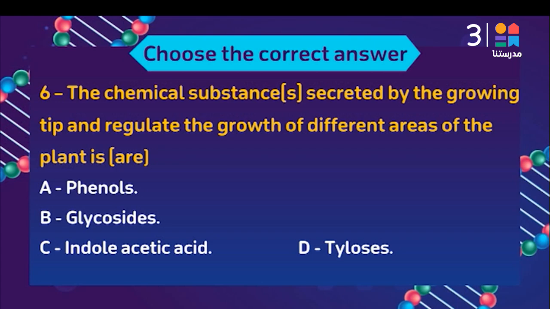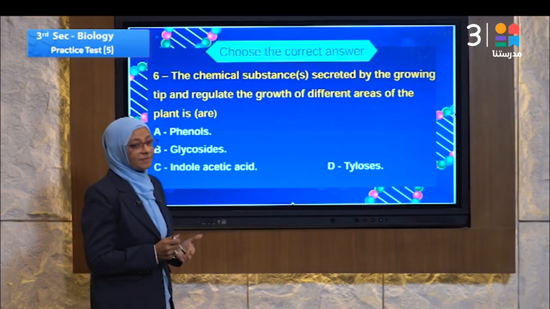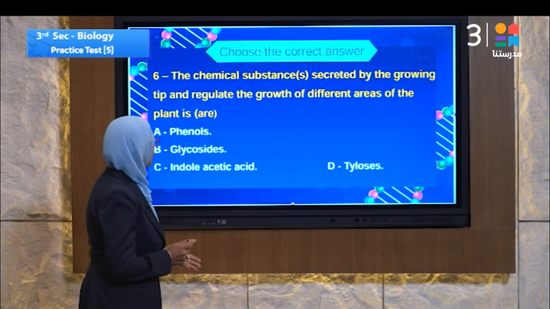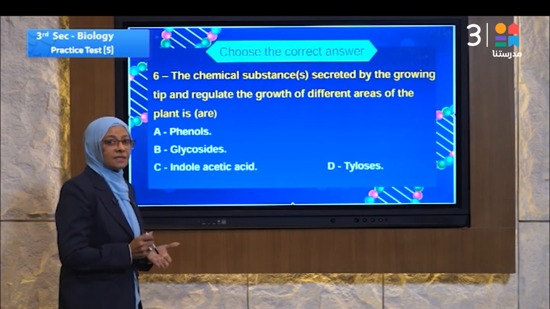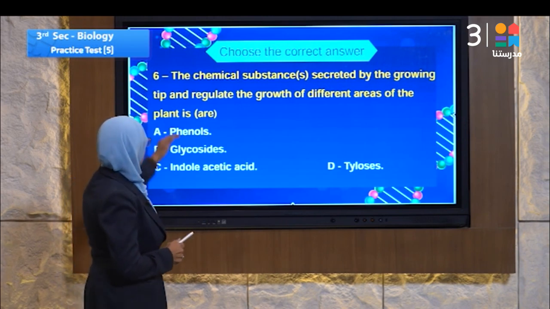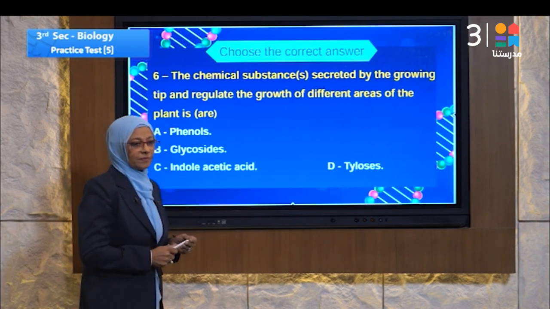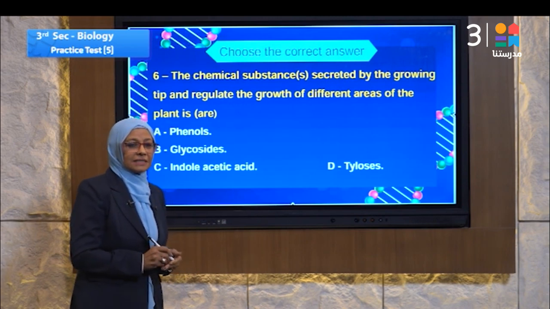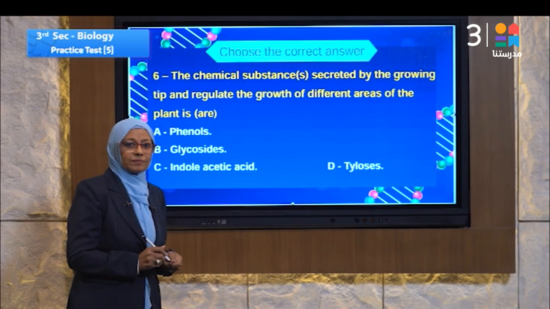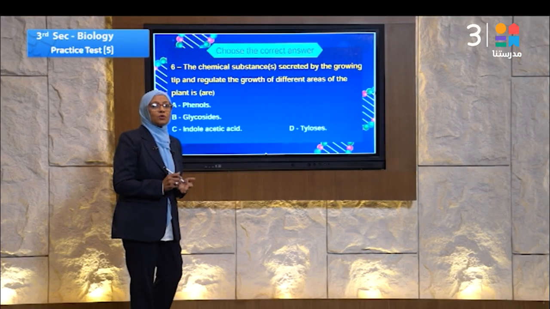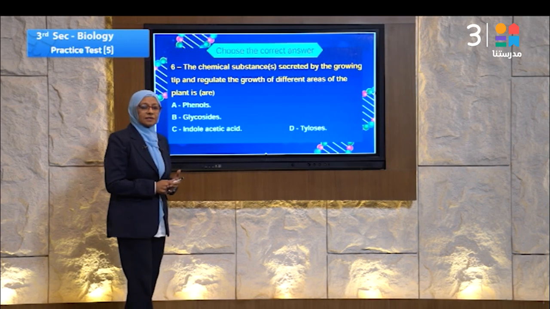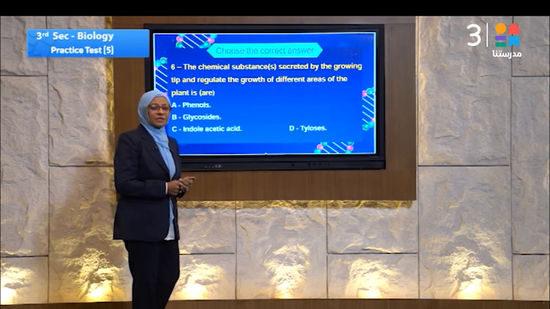Question number 6 speaks about the chemical substances secreted by the growing tip that regulate the growth of different areas of the plant. I speak about the chemical substances. Some chemical substances stimulate and regulate the growth. Which one of them stimulates and regulates the growth? Regulating the growth is the function of the hormones, the plant hormones. What are the plant hormones called? They are auxin. The auxin is a plant hormone.